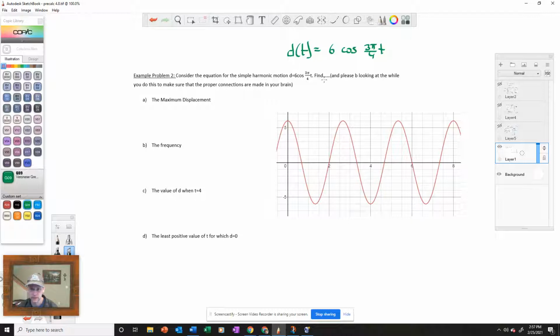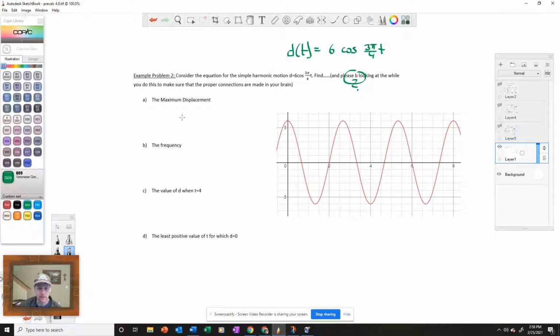All right. Find, and please be looking at the while. What did I just write there? I think it says be looking at the graph. I don't know what happened. Please look at the graph while you're doing this to make sure that you can understand what's going on. Yeah, I don't know what happened there.